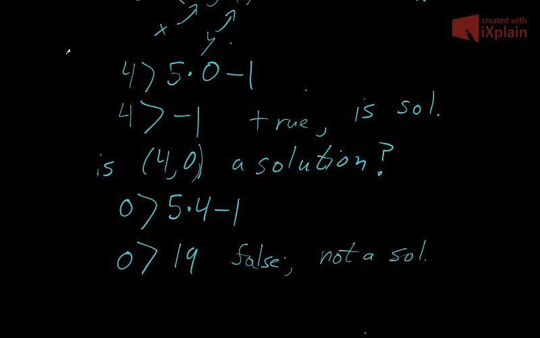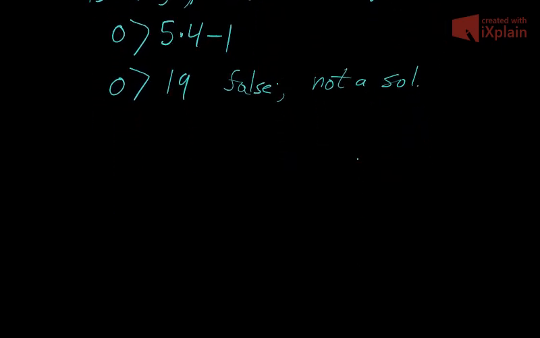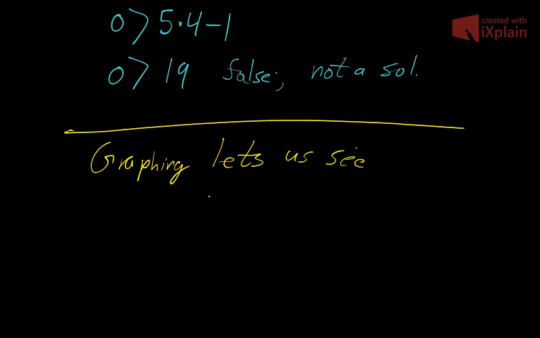So moving forward even more, I now know how we can check points to see if they're solutions, but it's going to be very, very useful to be able to graph this. So if we graph, we can see all solutions. So I'm going to write that down: graphing lets us see all solutions. So let's graph one of these and see what we get.